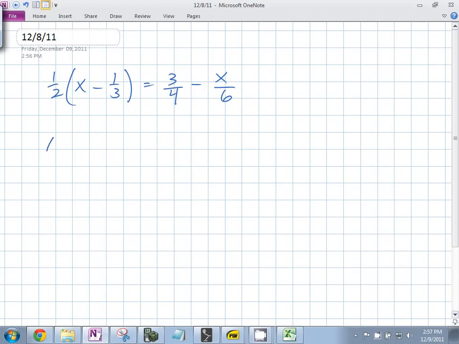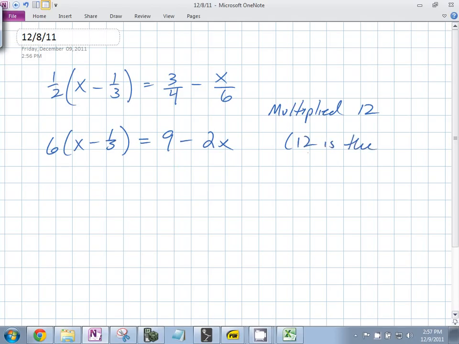12. 6 times x minus a third equals 9 minus 2x. We multiplied by what's 12 considered to be? 12 is the least common multiple of 2, 4, and 6.